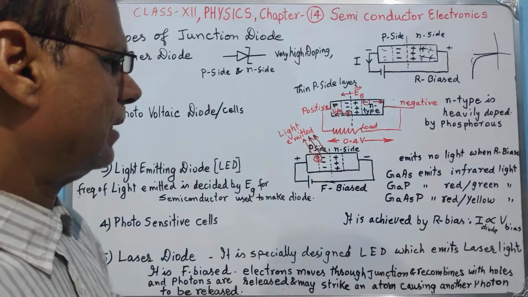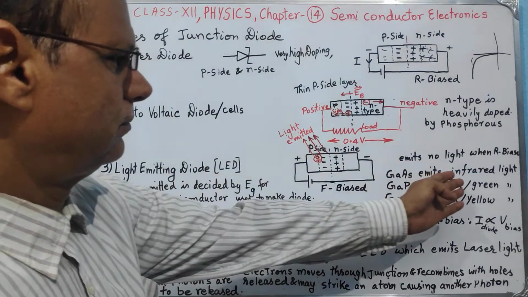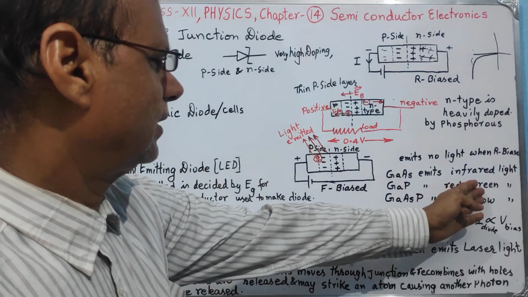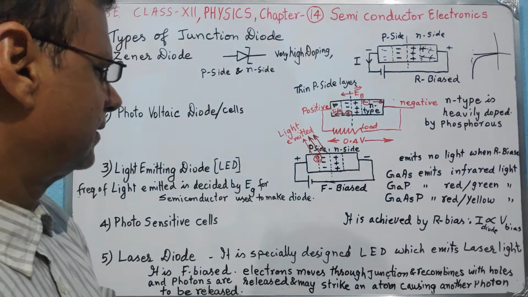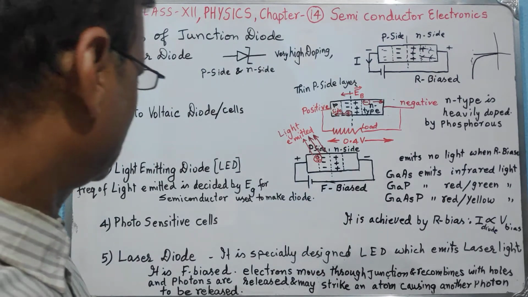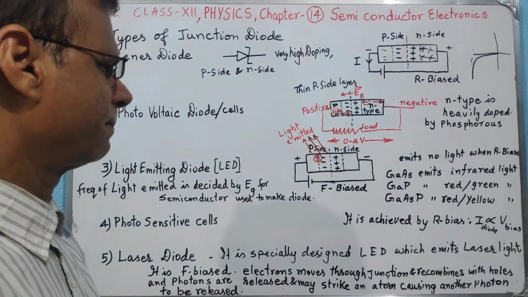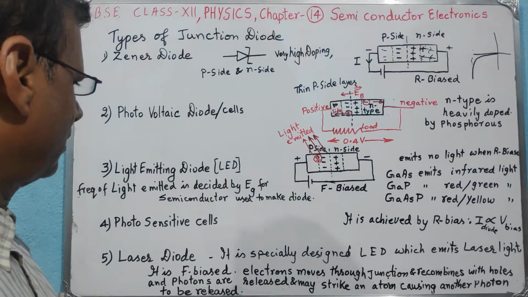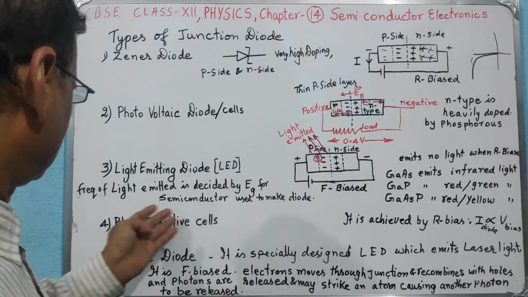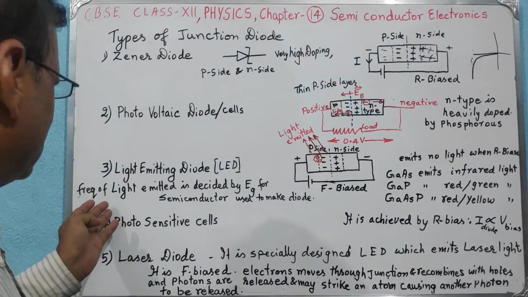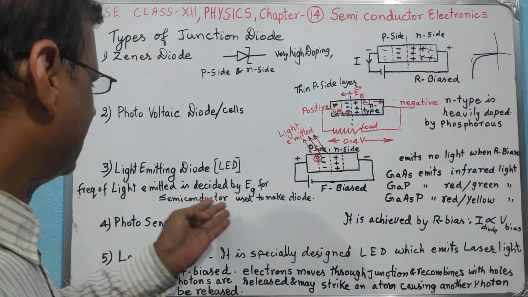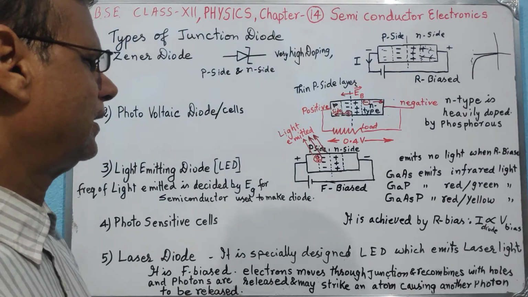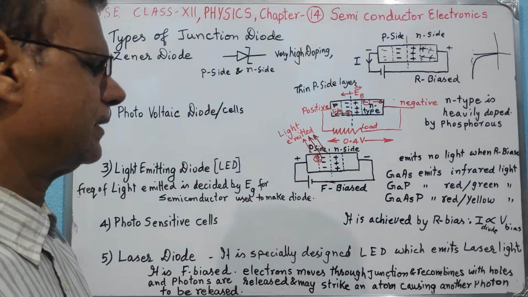These are a few examples of how we can produce infrared, red or yellow color light using these combinations of alloy materials. Now the frequency of light emitted is decided by the energy gap of the given semiconductor used.